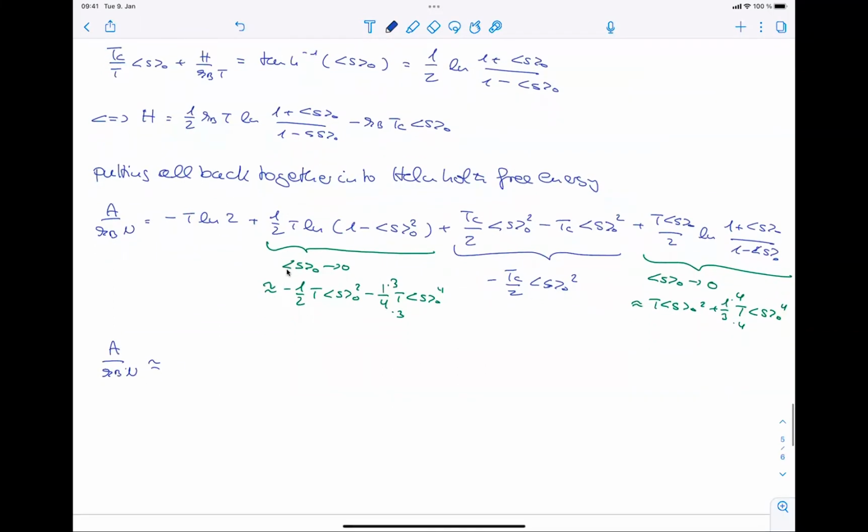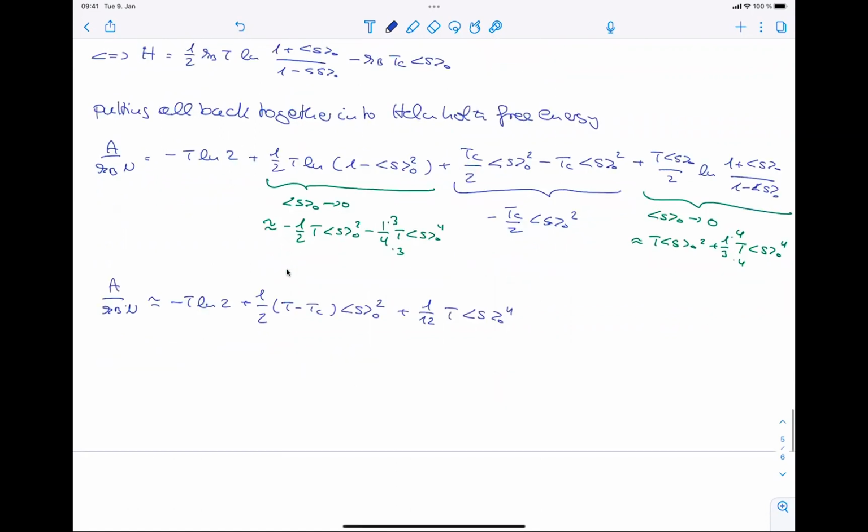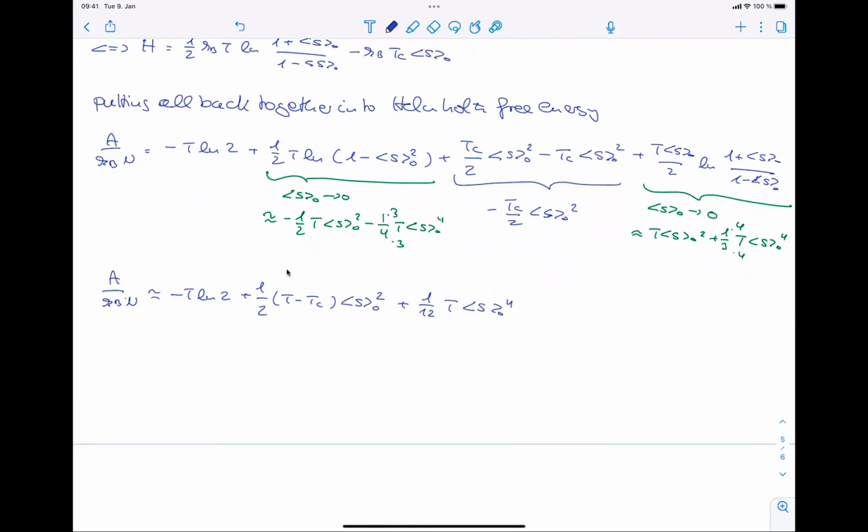that this is minus T ln 2, and then we have a half, oops, T minus Tc quadratic term plus T over 12 s to the fourth. Again, note that also in the Helmholtz free energy, we have two terms governing our dynamics. One is quadratic in the magnetization, one is quartic in the magnetization. We will see this again when we do Landau-Ginzburg.